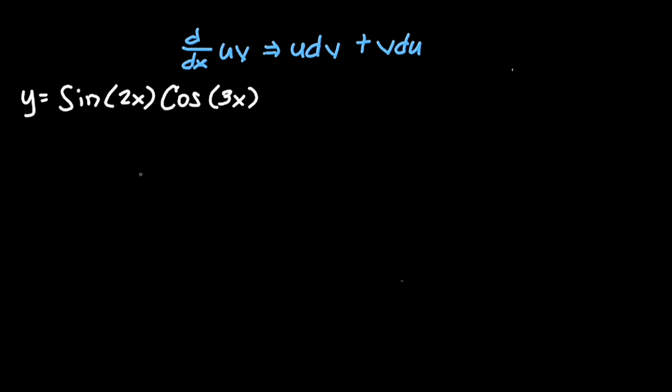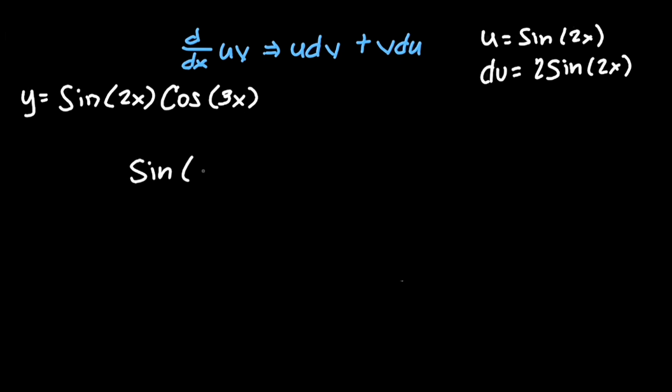Let's solve this. Sine of 2x multiplied by cosine of 3x. U here would be sine of 2x. Derivative of sine of 2x here would be 2 cosine of 2x. The reason for this is because of the chain rule. Sine of 2x, how to get its derivative? First, the rule for chain rule is to identify the outer function, which is sine of 2x, and inner function here would be 2x, which is g of x, and the outer function would be f of x.